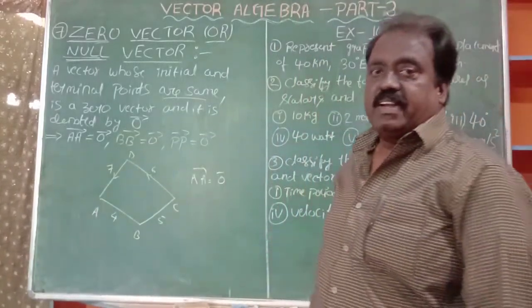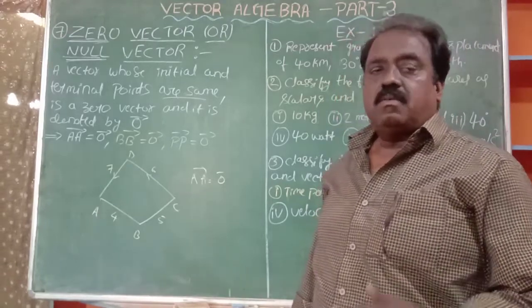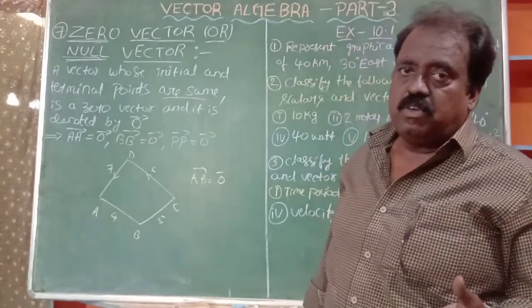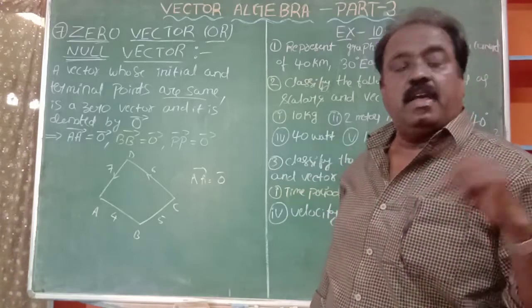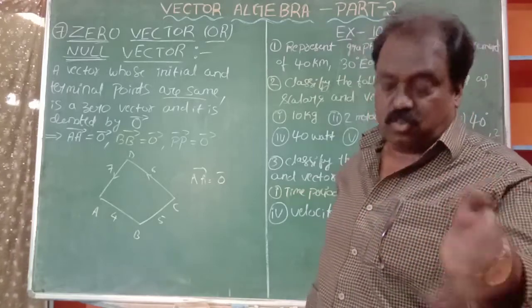Next, coinitial vectors. Very simple. Some vectors having the same initial point. AB bar, AC bar, AD bar, AP bar, AQ bar. A is common. So it is coinitial vectors.